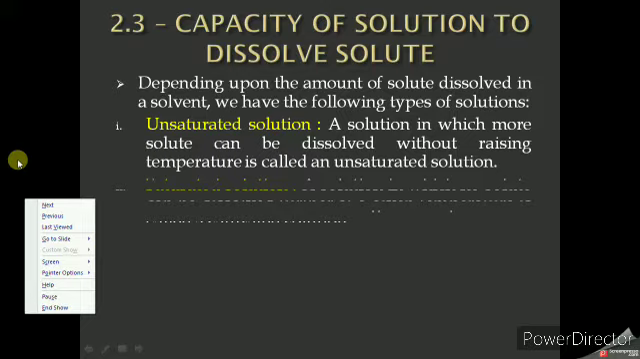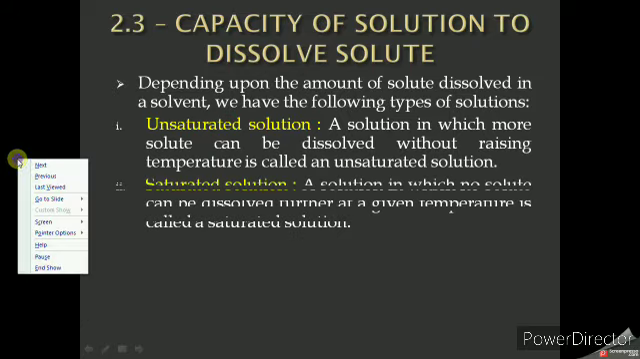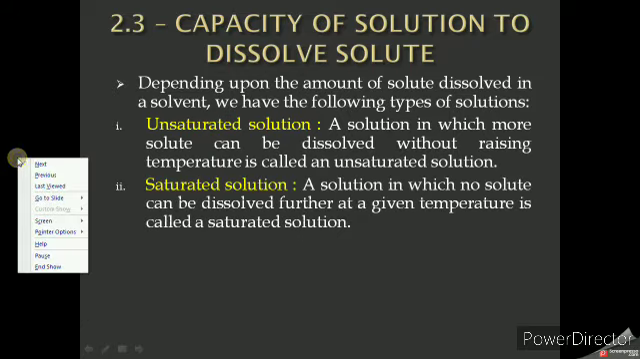Then second one is saturated solution. So what is saturated solution? A solution in which no solute can be dissolved further at a given temperature. So if we keep the temperature at constant level, and on adding solute and stirring the solution, if your solute cannot be dissolved, then that solution is called saturated, because further solute cannot be dissolved.